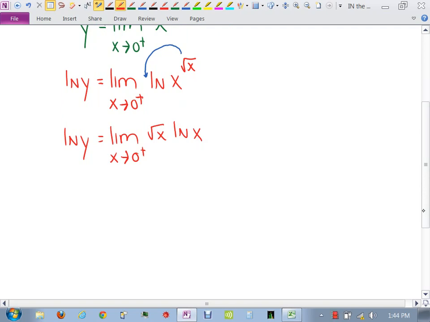Now can I use L'Hopital's rule? No, because what's happening? I have this one's going to where? 0, and this one's going to where? What's natural log of 0? It's undefined, right? But as you get close to 0 from the right-hand side, it goes to negative infinity. So you've got 0 times negative infinity. And that's a problem, isn't it? But we just did a problem like that. What did we do to resolve the issue? Drop one down, right? Which one would you like to drop?